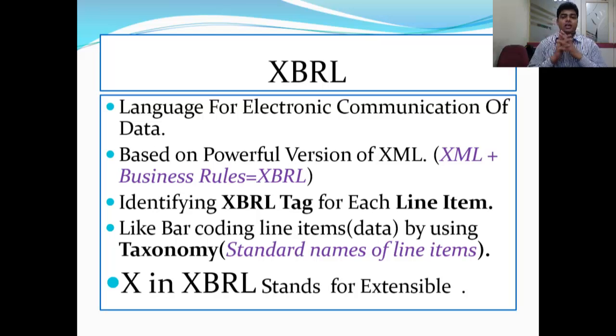And we can correlate XBRL with barcodes. Barcodes contain information about products, like the MRP, features, expiry date, and color. The information is given in the barcode. In the same way in XBRL, the XBRL tag contains the properties: the standard name, the period type, the definition of the term, and the data type.